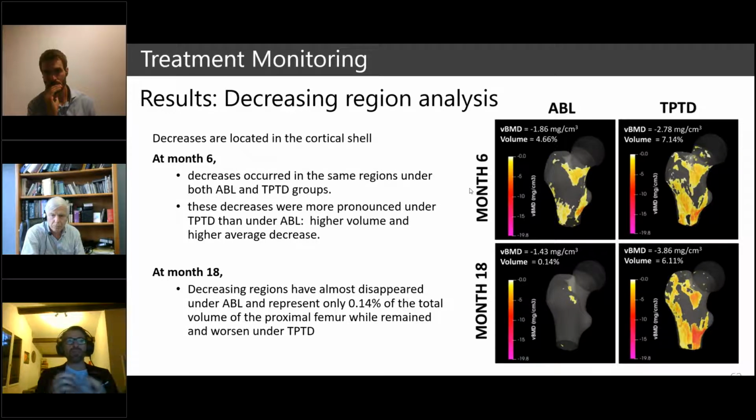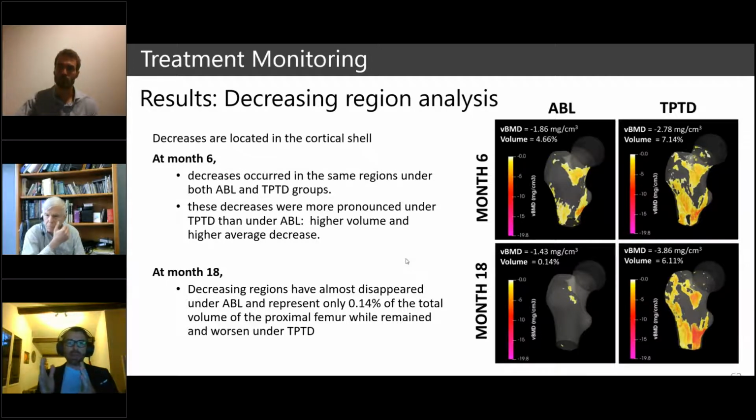However, these decreases are more pronounced under teriparatide than under abaloparatide, characterized by a mean decrease of minus 2.8 milligrams per centimeter cubed, while only a decrease of minus 1.9 milligrams per centimeter cubed was observed under abaloparatide. We have also observed that the volume of decreasing voxels is higher under teriparatide than under abaloparatide. But more interestingly, after 18 months of treatment, the decreasing regions have almost disappeared under abaloparatide and represent only 0.15% of the total volume of the proximal femur, versus roughly 4.7% at month 6.